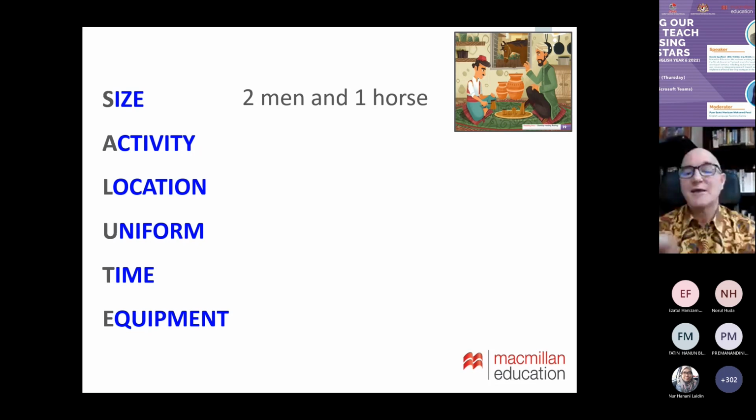Now, we might even want to go deeper. We might have two men. One is older than the other. Two men with mustaches. One has a mustache and one has a beard and a mustache. Maybe they are brothers, maybe they are father and son. We don't know. We can speculate more and think more about what's going on. Activity, what are they doing?